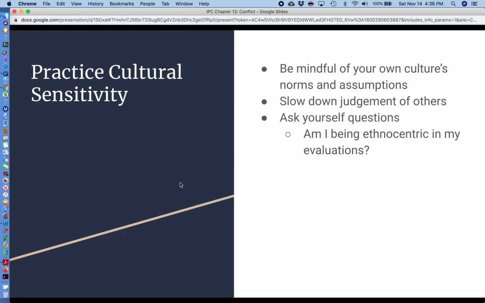Of course, whenever possible, you want to practice cultural sensitivity. Be mindful of your own culture's norms and assumptions. So if you're in the workplace today, where we know up to 30% of the current workforce is made up of people from cultures unlike your own, right? You've got to be mindful of your own culture's norms. Slow down your judgment of other people. Don't be ethnocentric. And if you have to, ask yourself the question: am I being ethnocentric? Am I just assuming that my culture is the best? And if so, get away from that behavior and try and consider the culture of others.